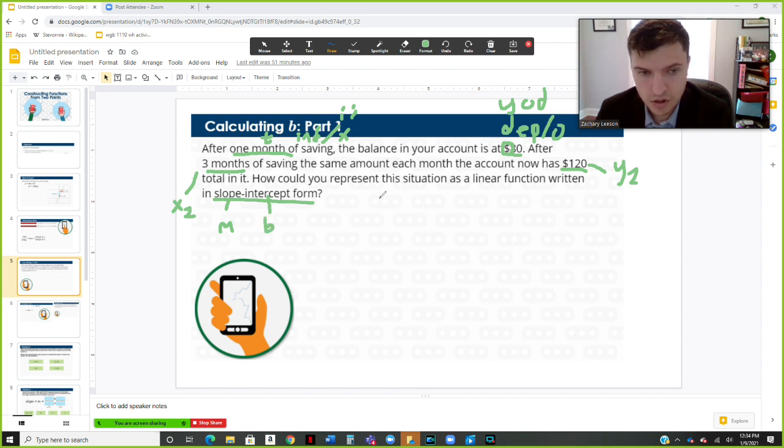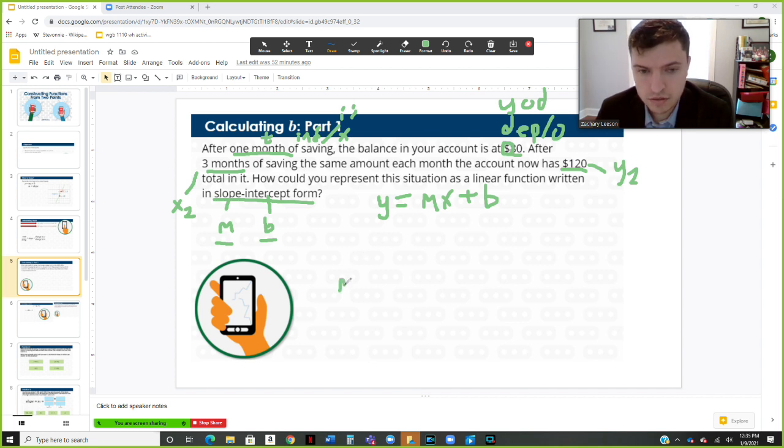So slope-intercept, that's a special configuration where I have y equals mx plus b, right? So I have some y values, I have some x values. I don't really see my m and I don't really see my b, but they're kind of hidden in this situation here. So again, how do I find slope?